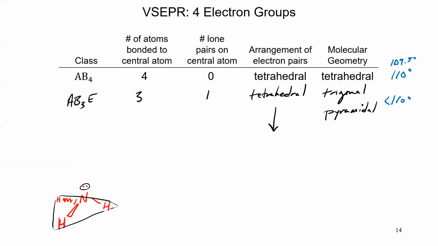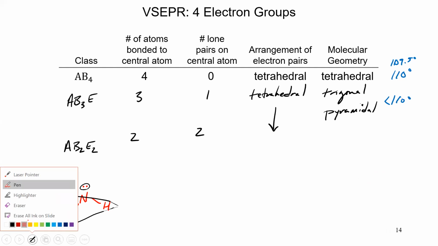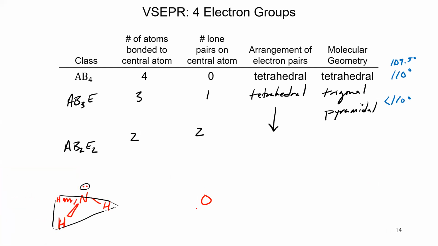All right, so if we move on, we could replace 2 of these with lone pairs. Still a tetrahedral electron geometry. Water is our best example. We all know water. It's got 2 bonds and 2 lone pairs. Well, we've seen this geometry before. And so we just call this a bent geometry.